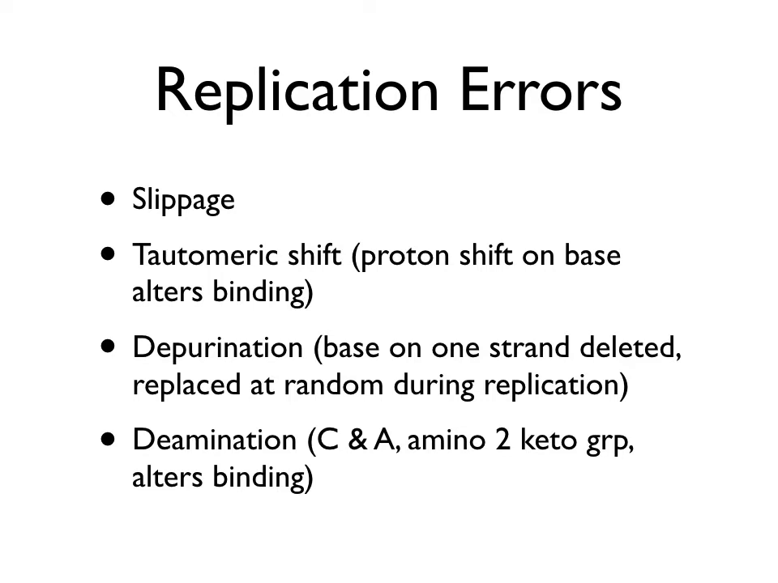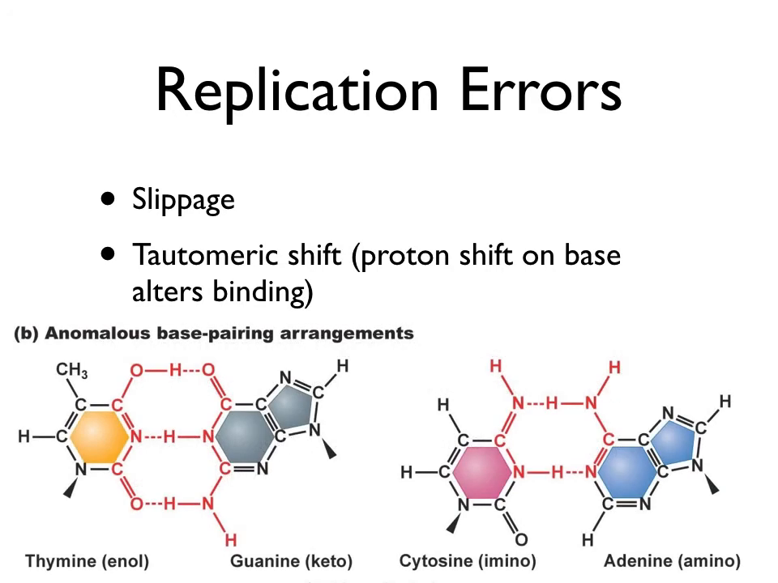We can also have what is called a tautomeric shift. So what this is, it's the shift of a proton on the base. One of the bases suffers a shift in the position of one of the protons, and the binding properties or affinities of the nucleic acids shift, okay? And so what you see here is a thymine bound with a guanine, which is not supposed to happen, or a cytosine binding with an adenine. Again, not supposed to happen.